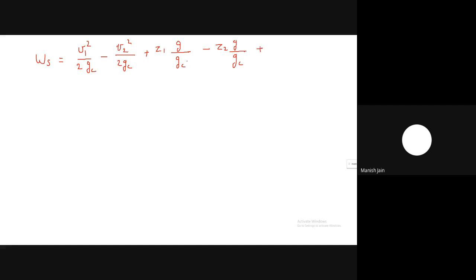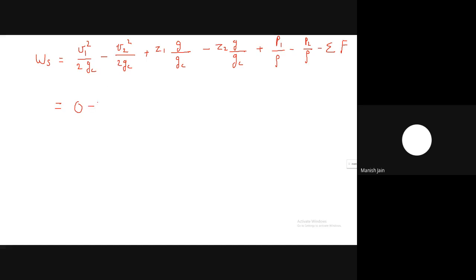plus, this is the kinetic energy, this is the potential energy, then you have the pressure energy, P1 divided by rho minus P2 divided by rho, minus summation of friction losses. That is equal to the power required in the pump. Just substitute the values. V1 is 0, so here you will get 0. Just substitute the value of V2 and solve the problem.